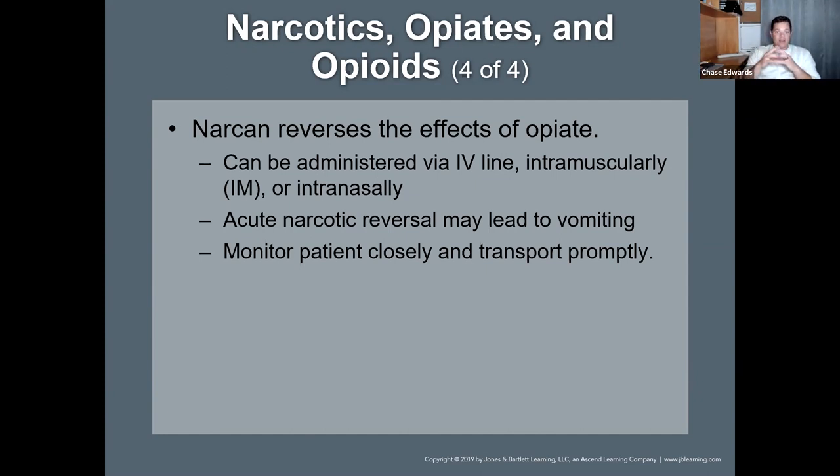So you can give that by the intranasal route, which is becoming the preferred route, an alternative route for administering naloxone. You give it through a syringe and an atomizer. A lot of times you can give it other ways, but a lot of times we use an atomizer. Does anybody know what an atomizer is, or not know what an atomizer is?